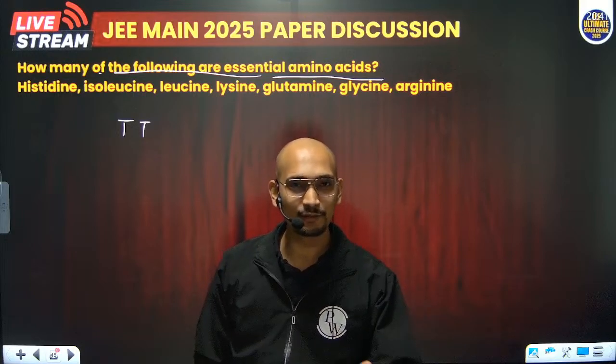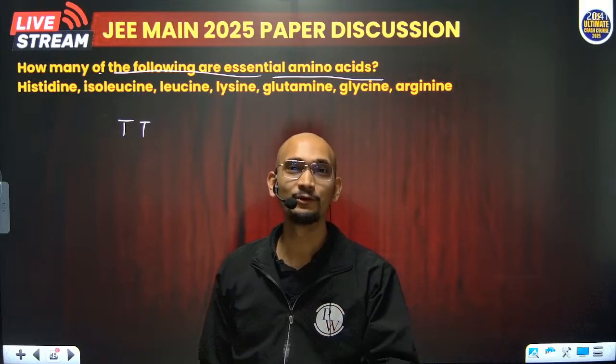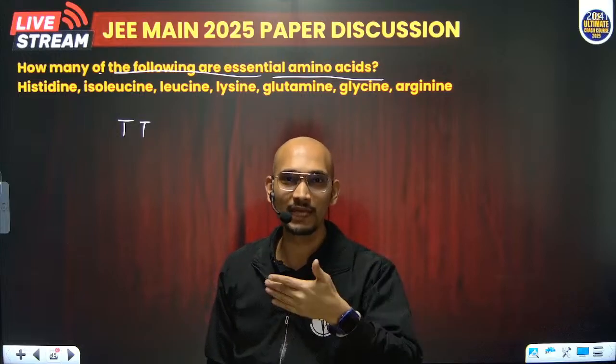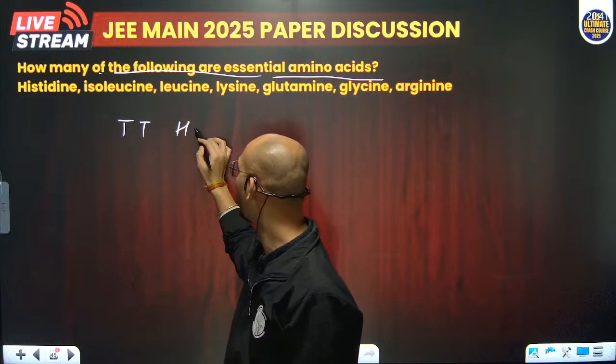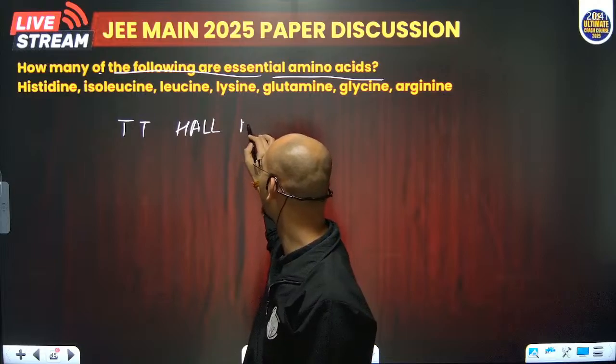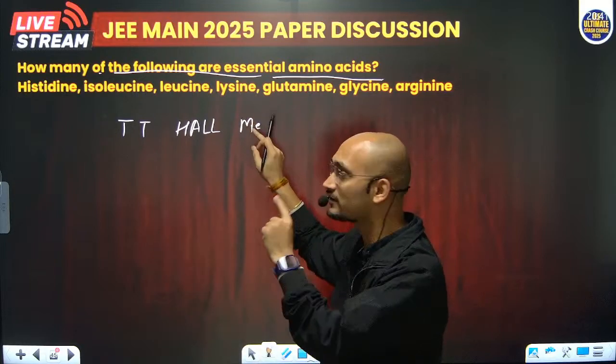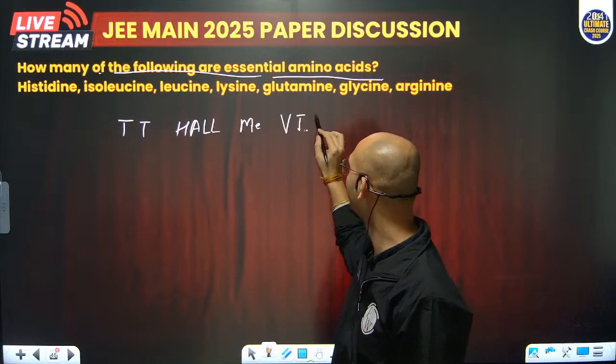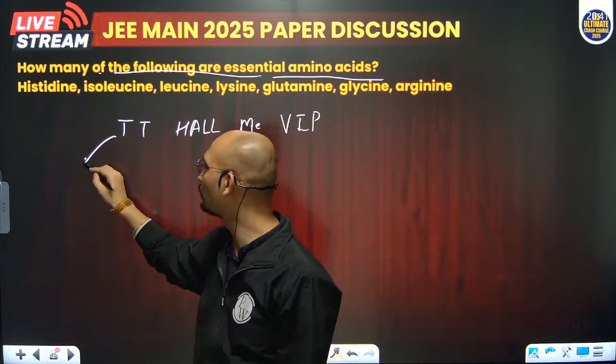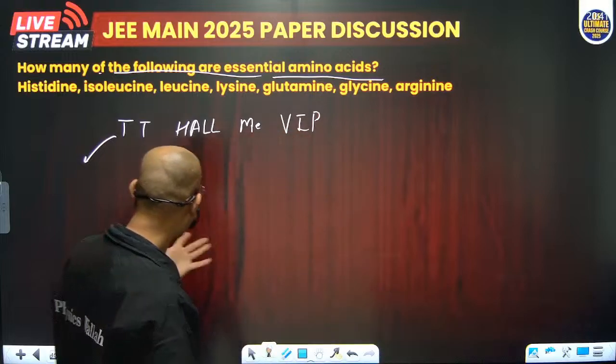So what we will say, you can remember it like that. TT hall mein VIP. If a VIP comes to your TT hall, how can we remember? In the TT hall, but ME only ME, because it is all same only. TT hall में VIP. So you can just remember it as it is, you know.